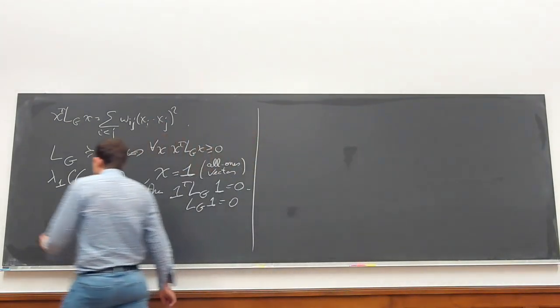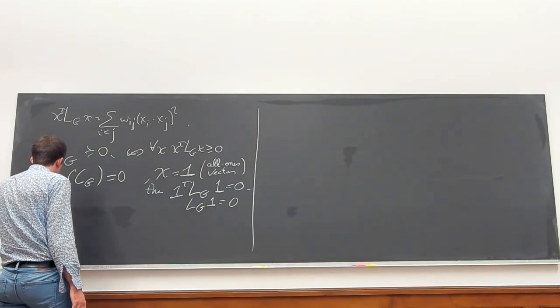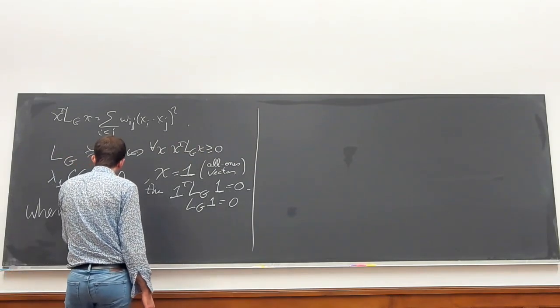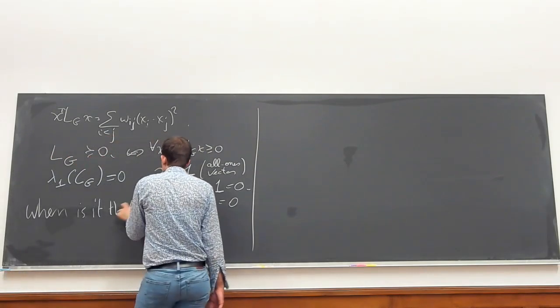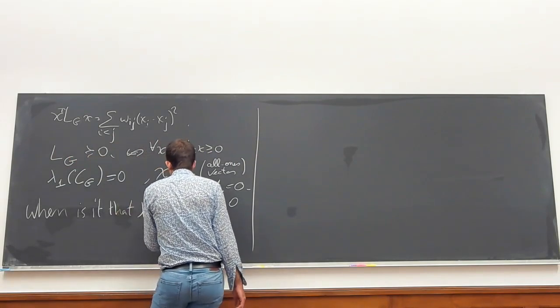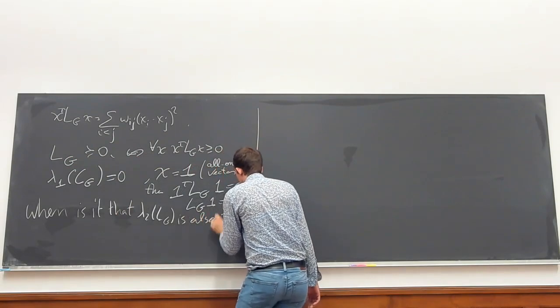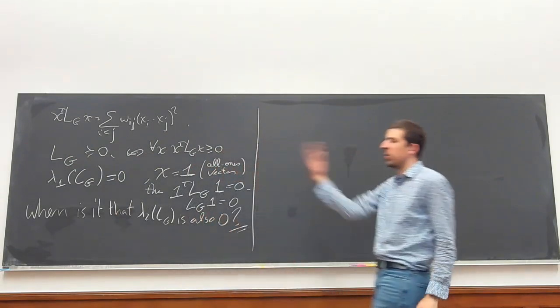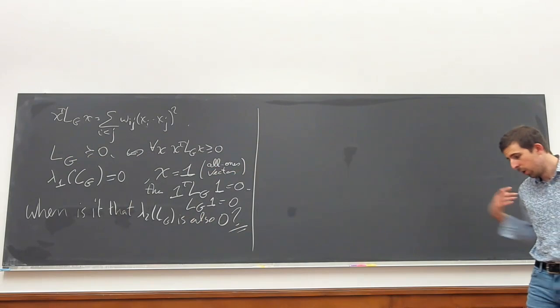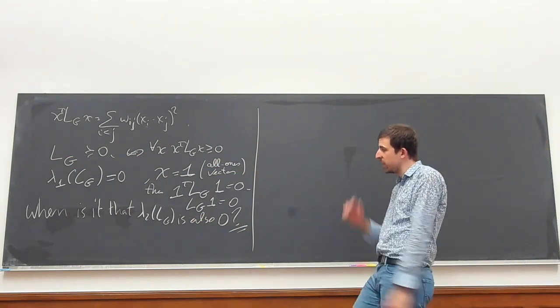Now, a natural question then is, when is lambda 2 of L_G also 0? It's a natural question. We know the smallest eigenvalue is 0. We know all of them need to be bigger or equal than that. When is the second one 0?